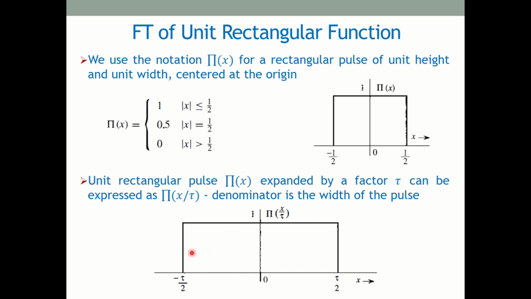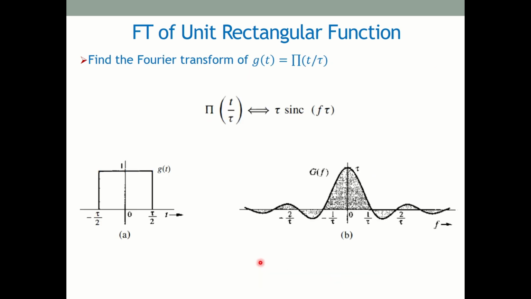The denominator is the width of the pulse. So here this tau represents the width of the pulse. So we have minus tau by 2 up to plus tau by 2. The total width is minus tau by 2 to plus tau by 2. The total width is tau.